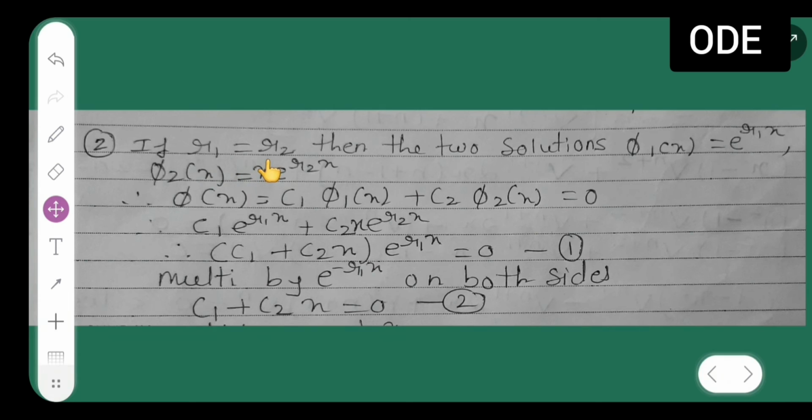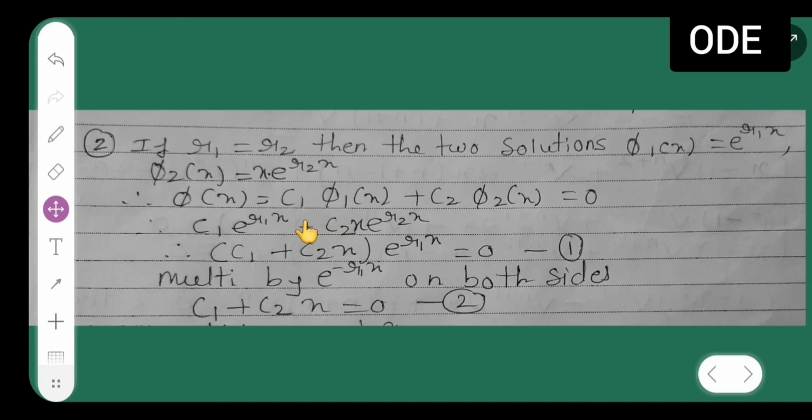If r1 is equal to r2, then the two solutions are phi 1 of x is equal to e raised to power of r1 x, and phi 2 of x is equal to x into e raised to power of r2 x. Therefore, phi of x is equal to c1 phi 1 of x plus c2 phi 2 of x is equal to 0. This you all have to take down.